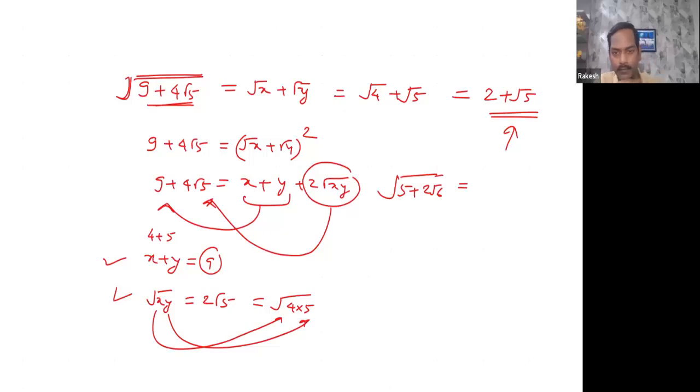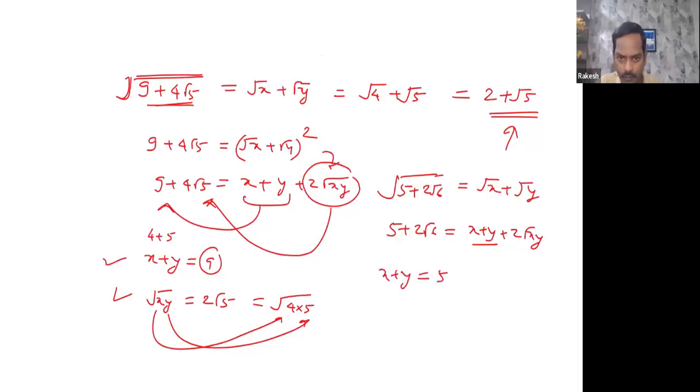Okay, let's see. Again, what I'll do is assume under root of x plus under root of y. Squaring both the sides, I'll be getting 5 plus 2 root of 6, which is equal to what? x plus y plus 2 root xy. Right? The same thing I have done here. These two together, x plus y should be equal to 5. Correct? And under root of xy is equal to under root of 6. So can I say the value of x into y should be equal to 6?